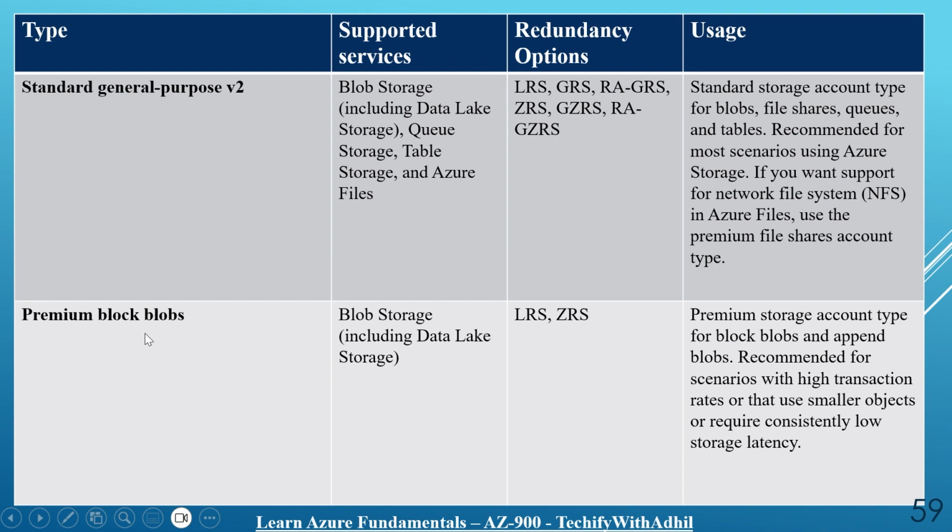Then premium block blobs. This supports blob storage. LRS and ZRS are the only redundancy options. It is a premium storage account type for block blobs and append blobs, recommended for scenarios with high transaction rates, or that use smaller objects, or require consistently low storage latency.